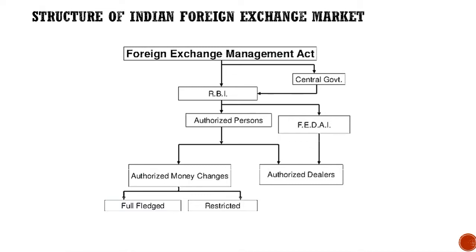One was the full-fledged, and the second one was restricted. Full-fledged refers to the authorized money changers which could buy and sell simultaneously. However, restricted ones were only allowed to purchase foreign exchange. So this basically sums up the entire structure of the foreign exchange market in India.